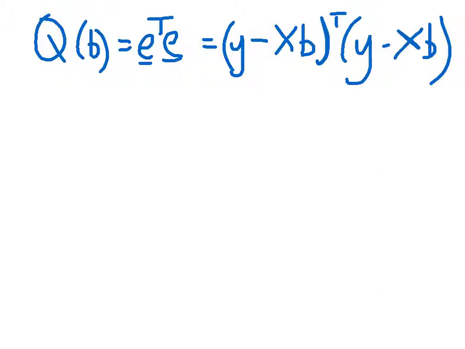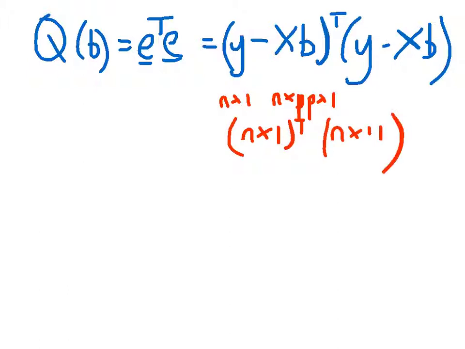We'll just do a very quick check that this makes sense. What is y? Y is an n by 1 vector. What is xb? That's an n by p matrix, and b is a p by 1 vector. So what we have in these brackets is n by 1, and we've transposed it, and then we're going to multiply it by something that's n by 1. So that operation makes sense.